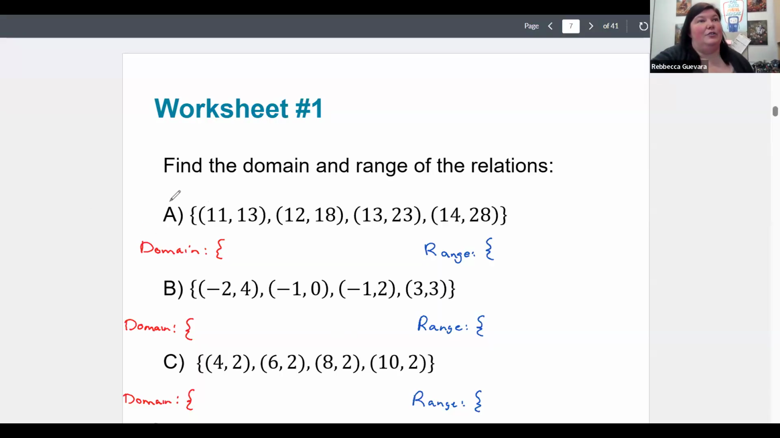Okay, so for A, the domain, like I said, is all your first set of numbers or your X's. So my domain would end up being the 11, 12, 13, 14. So write them in order from smallest to largest. 11, 12, 13, 14. And then we close our roster set. So your range is all your second set of variables, all your Y's. So that'd be the 13, 18, 23, 28. Unfortunately, they already come in ascending order, so we just write them down in the order that they're given.